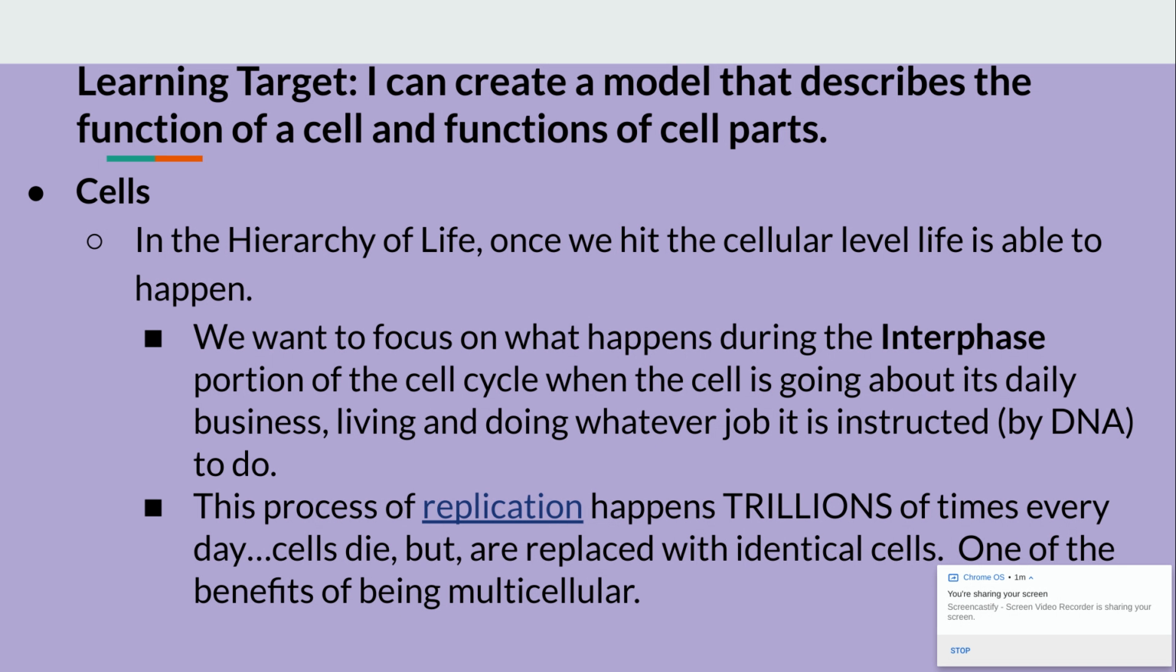We want to remember that there are different types of cells, and the DNA within the cells tells it what it needs to do, whether it's a blood cell or a skin cell or so on. Now, we know that cells spend a lot of their time replicating themselves, and this process of replication happens trillions of times every day. When cells die and are replaced with identical cells, that is one of the benefits of being multicellular. So cells are able to reproduce as they die off.